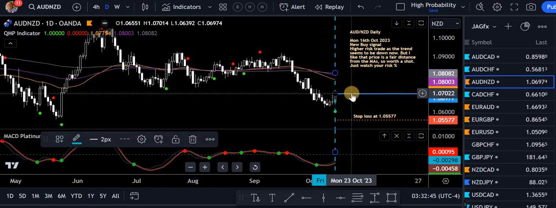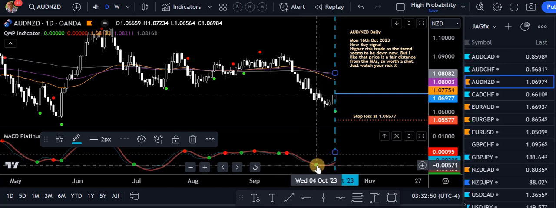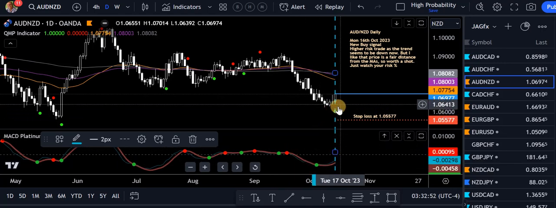So it's a new buy trade in the Aussie New Zealand, MACD Platinum below the zero level. So we're in buy mode. Already had the green dot back here. Now we've got the green QMP filter dot. Take the trade.